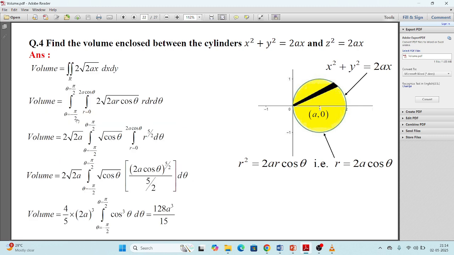So if I am putting this limit, the integration will look like this. Inner limits of radius, outer limits of theta. The integration is not separable, so evaluate the integration. If you are evaluating the integration, on integrating this you get r to the power 5 by 2, put the limit, and now on multiplying this term, this becomes cos cube theta from minus pi by 2 to plus pi by 2.